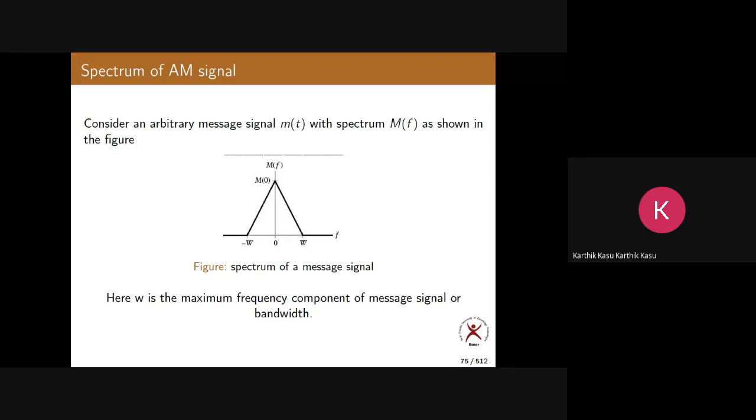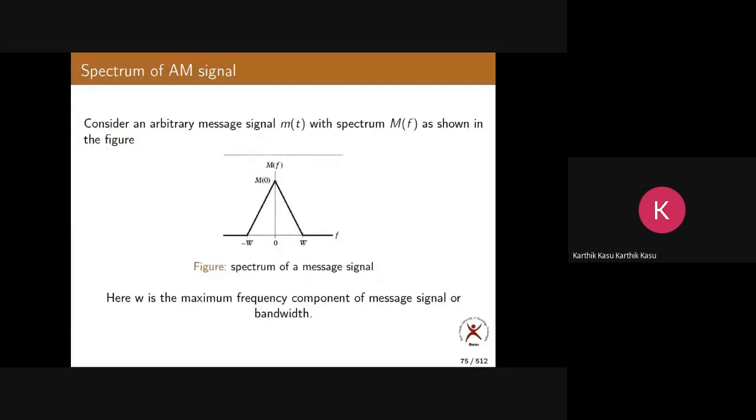So now let us come to the spectrum of AM signal. Before that, what do you mean by spectrum? How to get spectrum? Multiple frequencies put together is called a spectrum. Yeah, correct. But how to get spectrum? Suppose I don't know the spectrum. How to find it? Fourier transform. Simple. If you take a Fourier transform of any time domain signal, you get a spectrum. That is the frequency domain equivalent.